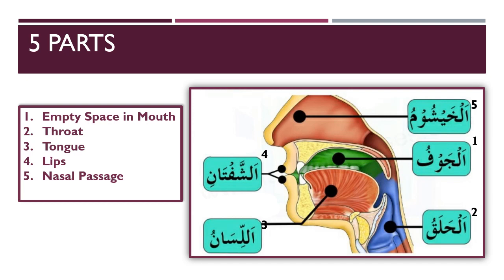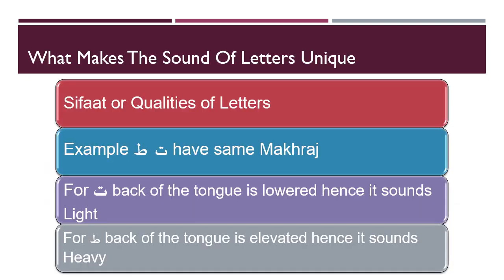The question arises, if the same makhraj is used to pronounce more than one letter, then why is the sound of each letter unique? The answer is, the unique sound of each alphabet is due to its characteristics. As each letter has its own qualities, therefore the sound of each letter is unique. For example, letter ta and letter ta. Both of these letters use the same exit, but why do they sound different?